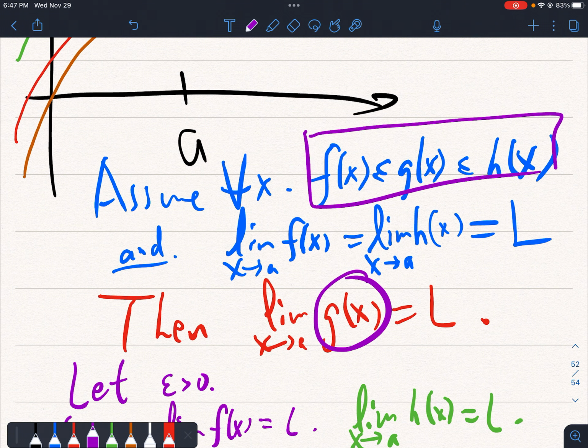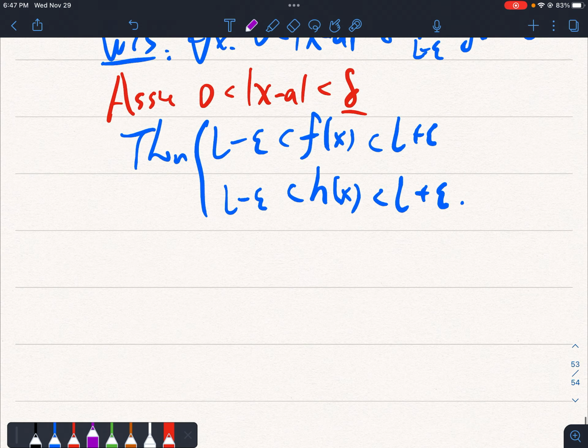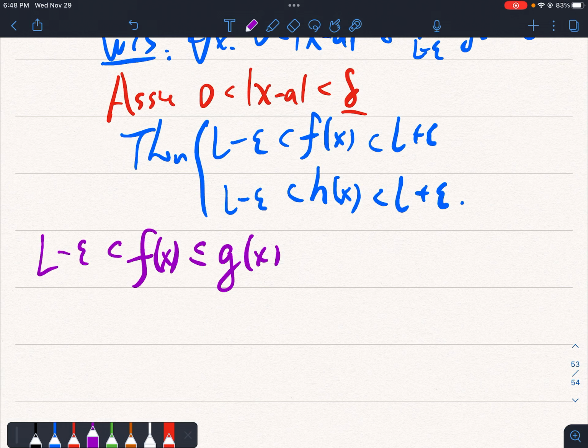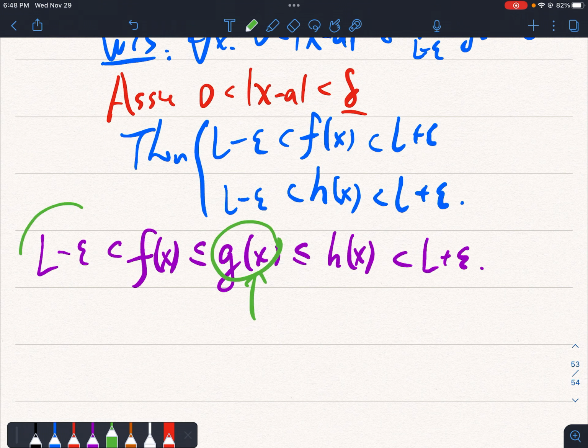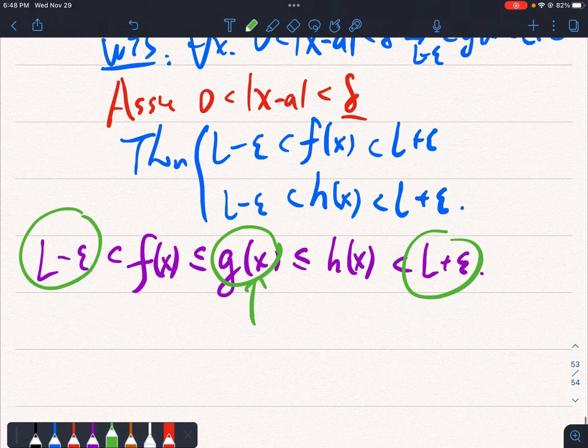And the point is that here, we can actually use this inequality because g of x is within f of x and h of x for all x, or at least for x close enough to a. Then, this means we can form a longer inequality. So g of x will be bigger than or equal to f of x and bigger than L minus epsilon, and then less than or equal to h of x and less than L plus epsilon. Which means g of x is also within this interval, and we're done.